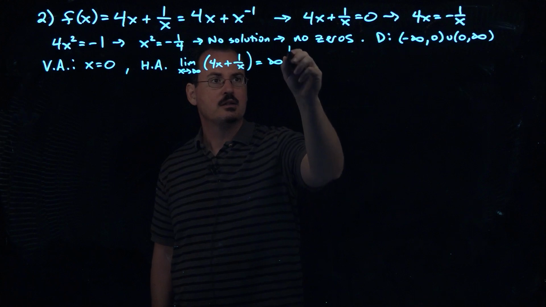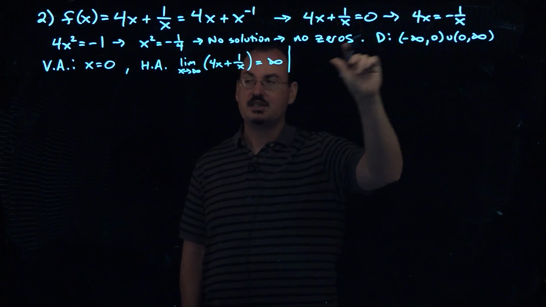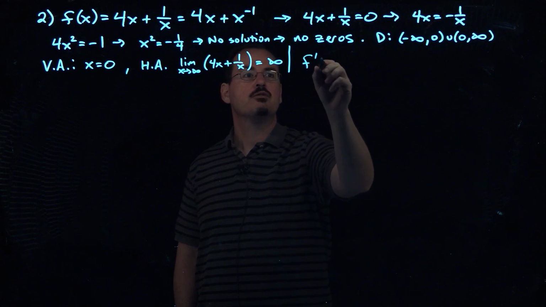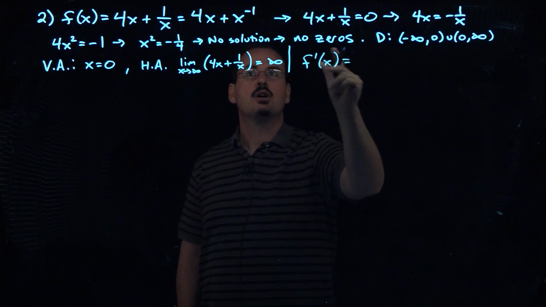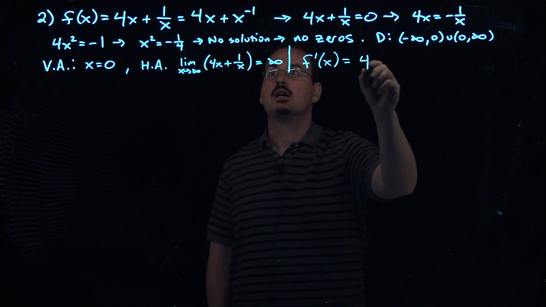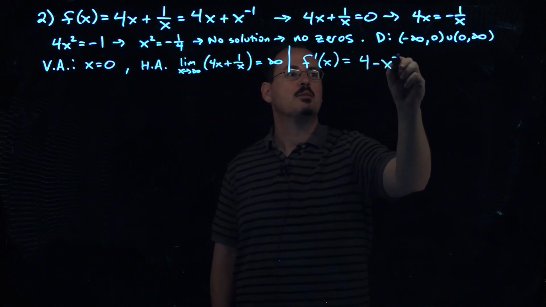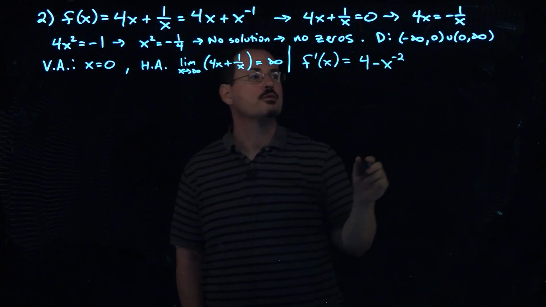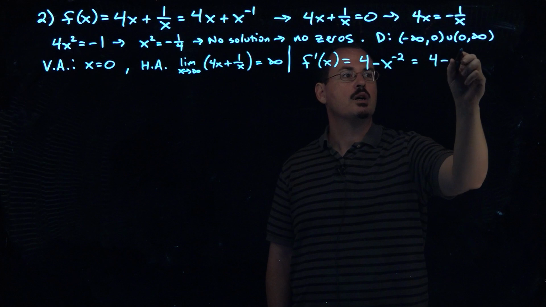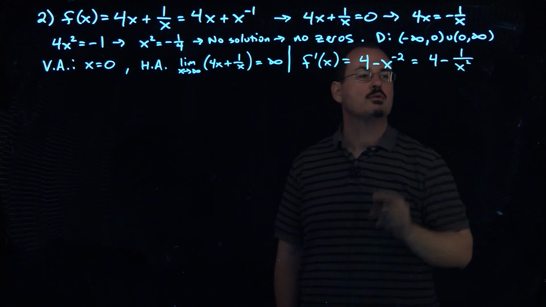I'll try to squeeze as much in here as I can. So first we need to figure out what is that first derivative so we can find our critical numbers. So I rewrote the function like this so that it's easier to find the derivative. It's 4x plus x to the minus 1 power, and the derivative is 4 minus x to the minus 2 power. Remember the power rule for the derivative of that thing. And let's go ahead and rewrite this as 4 minus 1 over x squared.